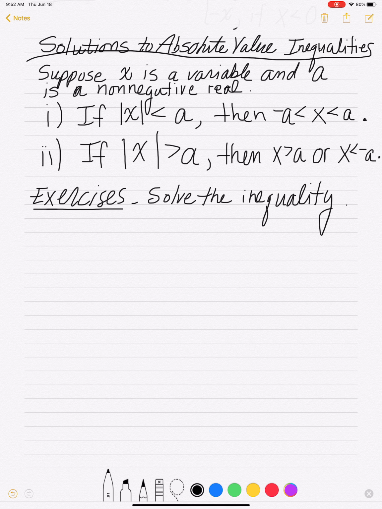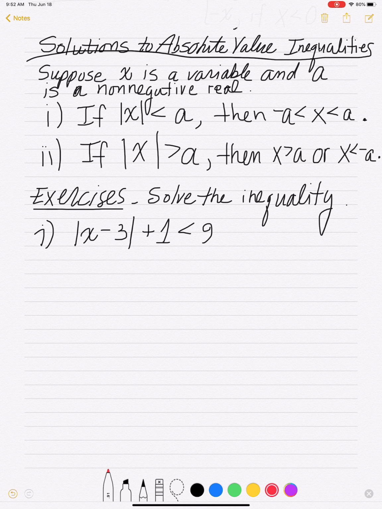So here we go. Here's number 1. We're just going to solve. Here I got the absolute value of x minus 3 plus 1 is less than 9. Okay, so your goal should always be to get the absolute value first by itself.